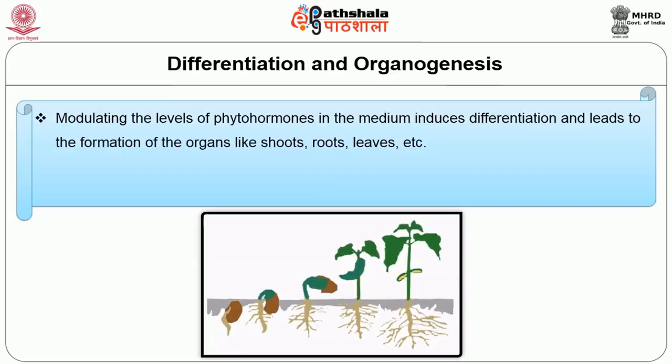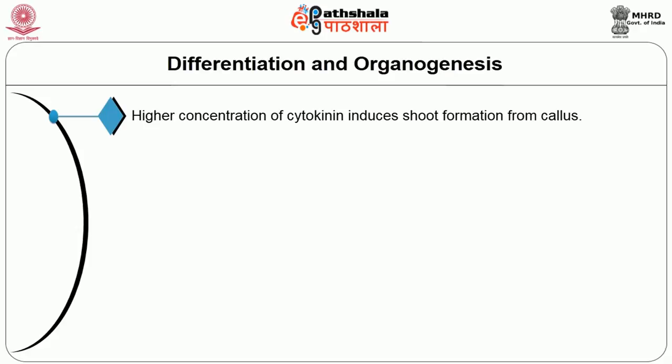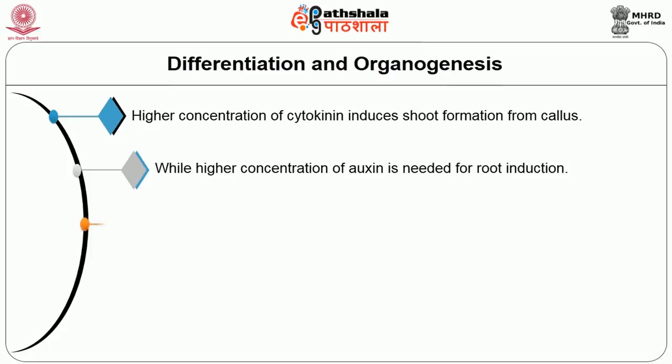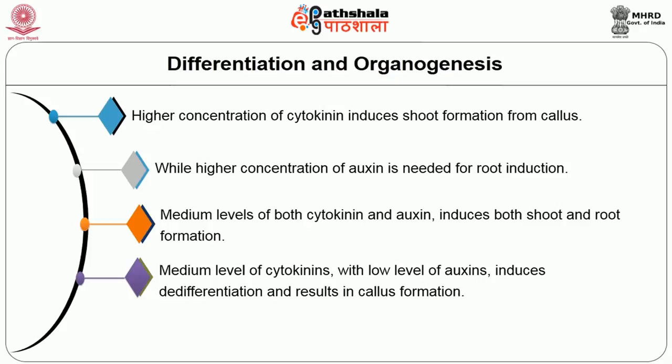Modulating the levels of phytohormones in the medium induces differentiation and leads to the formation of organs like shoots, roots, leaves, etc. Multiple shoots develop from the explants, which are then transferred into medium containing high auxin to cytokinin ratio to induce root formation. Higher concentration of cytokinin induces shoot formation from callus, while higher concentration of auxin is needed for root induction. Medium levels of both cytokinin and auxin induce both shoot and root formation. And medium level of cytokinins with low level of auxins induces dedifferentiation and results in callus formation.